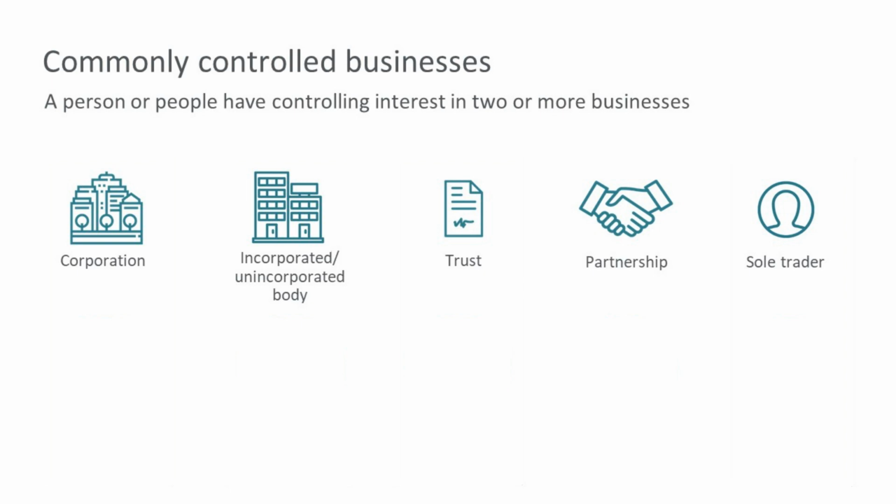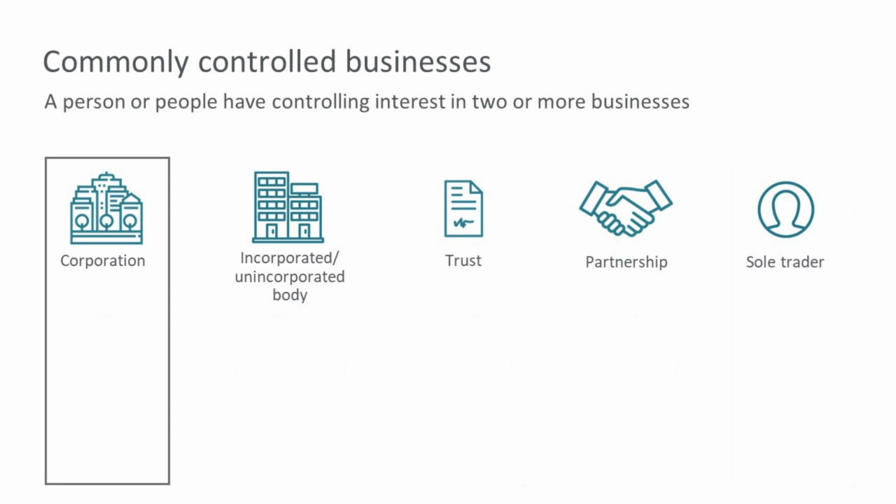So what constitutes control? First, corporations or companies. Where a business is conducted by a corporation, a person or set of persons would have a controlling interest if they can exercise or influence more than 50% of the voting power attached to any class of issued voting shares of the corporation, or they are the director of that corporation and can exercise more than 50% of the voting power at a directors' meeting, or can control the other directors' votes.